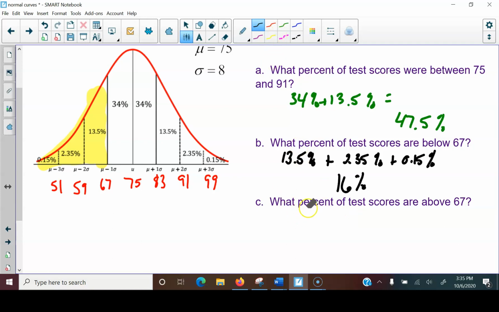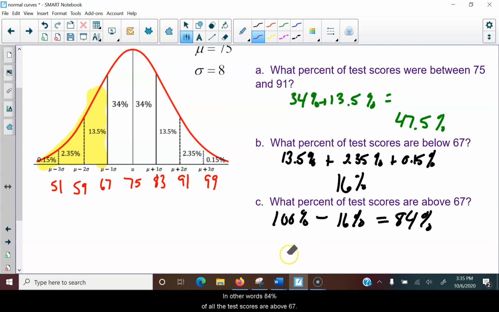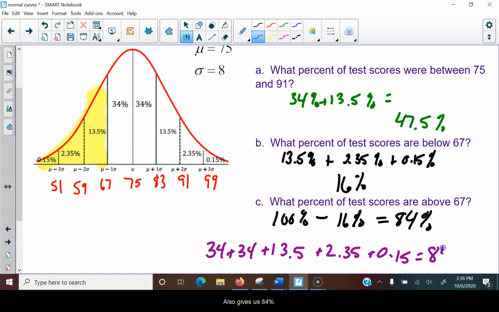All right, the last question on here says, what percent of test scores are above a 67? There are two ways to do this. The first way is to notice that the percent that are above 67 will be 100% minus the percent that are below. That's because the entire area under the curve represents all of the test grades. So underneath the curve, we have 100% of the data. If we have 100% minus 16%, that gives us 84% of the data above a 67. In other words, 84% of all the test scores are above a 67. The other way to do that is to just add together the percentages we have here. 34 plus 34 plus 13.5 plus 2.35 plus 0.15 also gives us 84%.